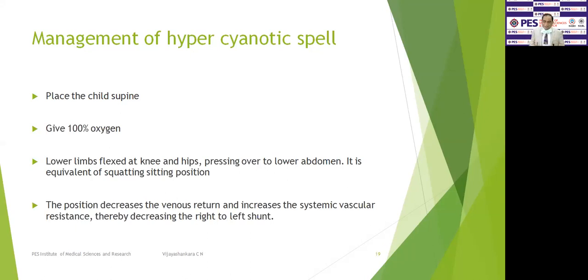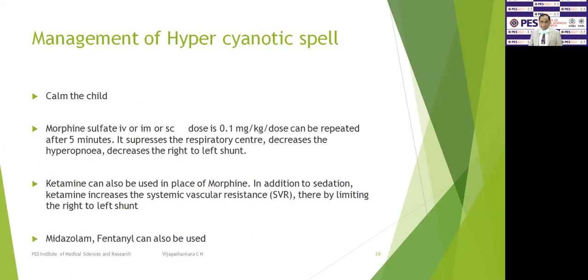That decreases the venous blood flow into the right side of the heart, and it increases the peripheral systemic arterial resistance, the systemic vascular resistance, and it decreases the right to left shunt. That is the first thing which you have to do. The position decreases the venous return and thereby decreases the right to left shunt.